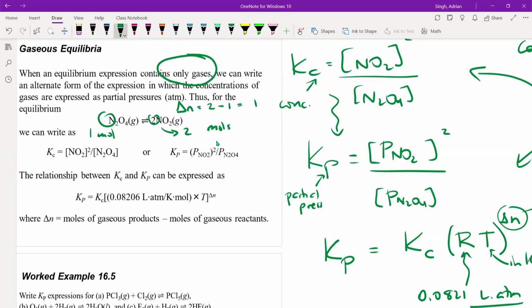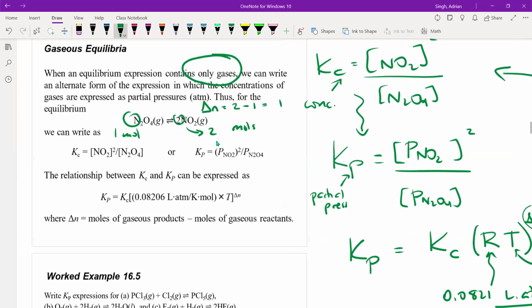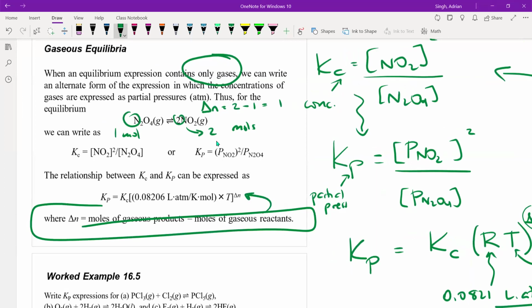You add together the total number of moles from the balanced equation, total number of moles of gas on the product side, minus the total number of moles of gas on the reactant side. And that gives us our delta N. And we just substitute that into our equation. If we know what Kc is, and we know R is a constant, we can solve for the Kp value as well.